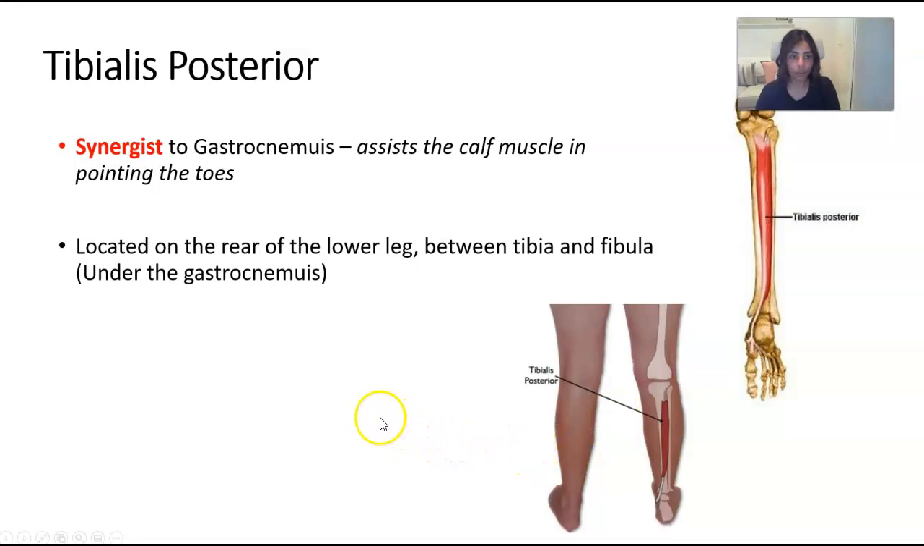Okay, last muscle we're going to be looking at is the synergist here, which is the tibialis posterior. So posterior, remember, means at the back. So this is a synergist to the gastrocnemius or calf muscles, and it assists you in pointing your toes. So if you're a ballet dancer, it would assist you in a really elegant way to point your toes, and it is found in between those two lower limb bones. That's the tibia and fibula.